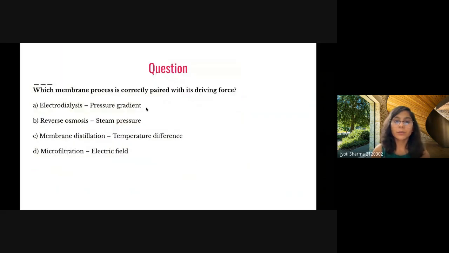Okay. So coming to the next question: which membrane process is correctly paired with its driving force? We have electrodialysis, pressure gradient; reverse osmosis, steam pressure; membrane distillation, temperature difference; microfiltration, electric field. Which membrane process is correctly paired with its driving force? Any guess?